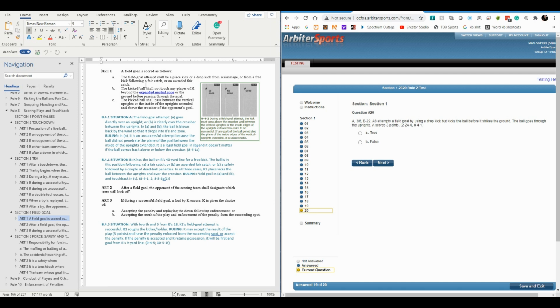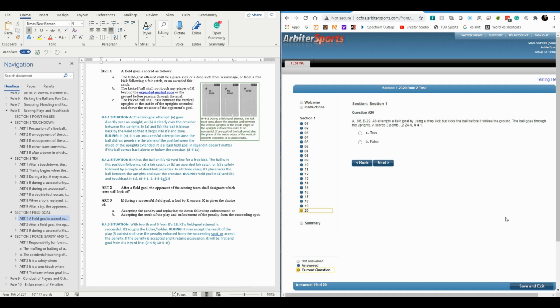But basically, a field goal attempt has to be either a place kick, where the holder holds it and the kicker kicks it. This one we see every day. Or a drop kick. Now, we don't see drop kicks very often. I think I've seen one. But it is legal, and if the ball went through the uprights, it would be 3 points. So this is not a drop kick. Therefore, it is not a field goal.